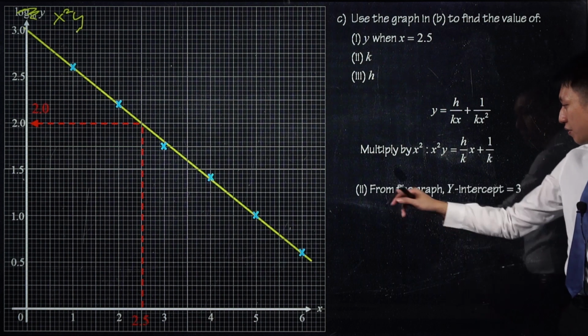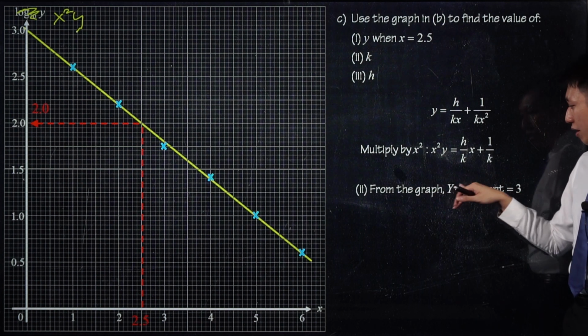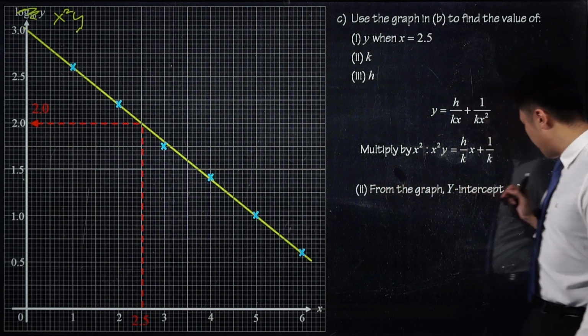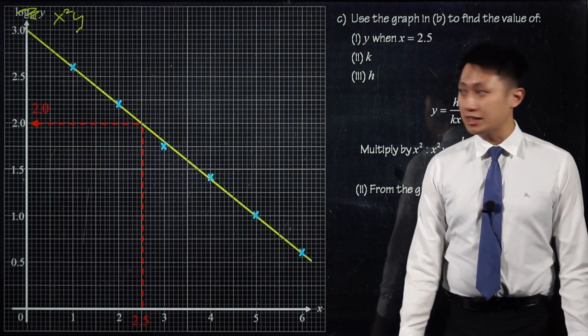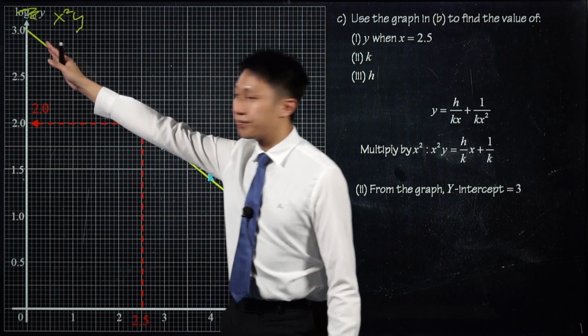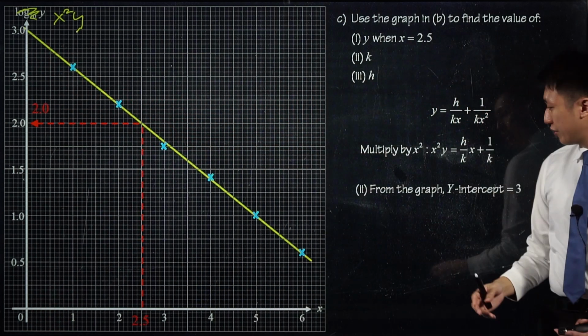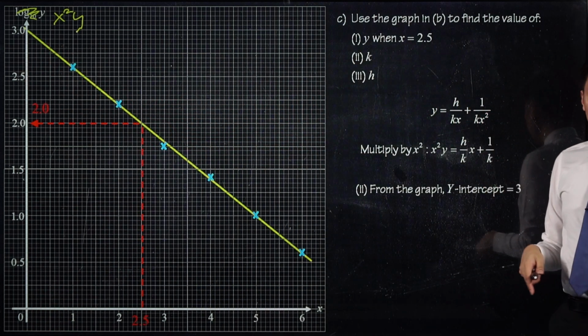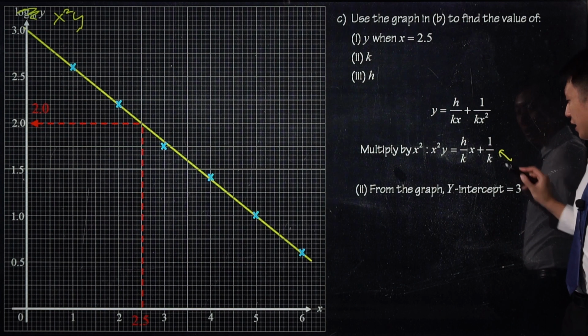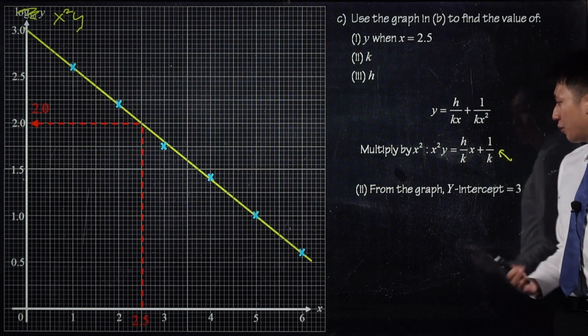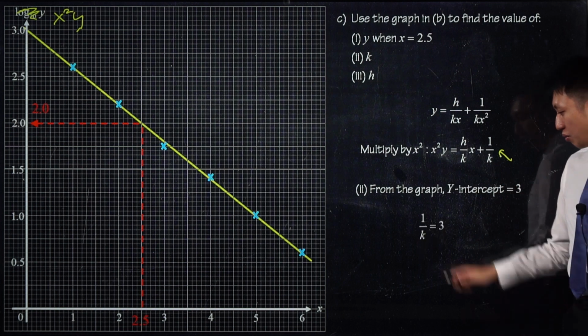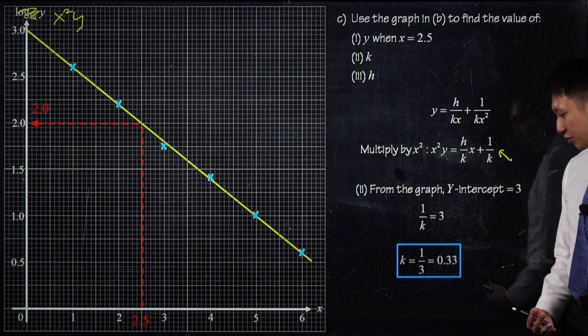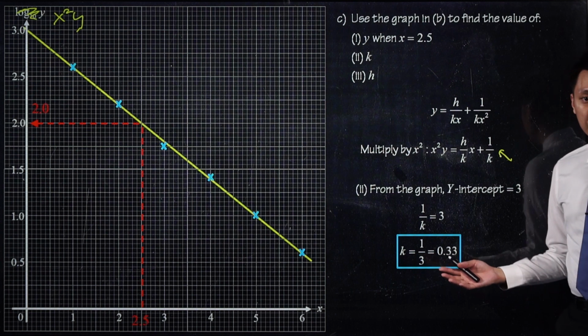Okay, good. From the graph, the y-intercept will be 3. This one is an estimation, but from here you can see it very nicely. It's 3. So which one is the y-intercept here? Is this one. Okay, this is the y-intercept. So 1 over k will be 3. So k is 1 over 3, which is 0.33.